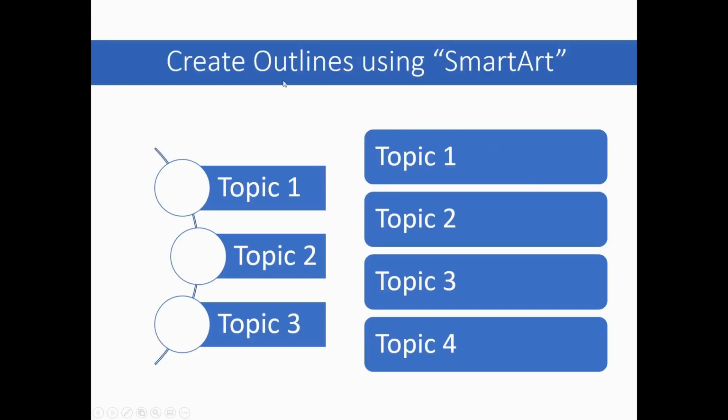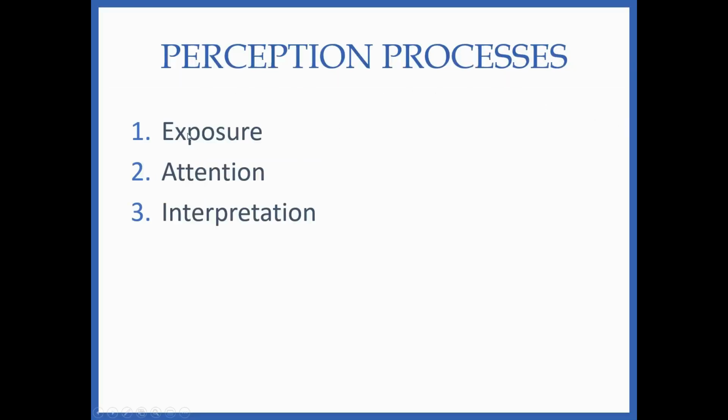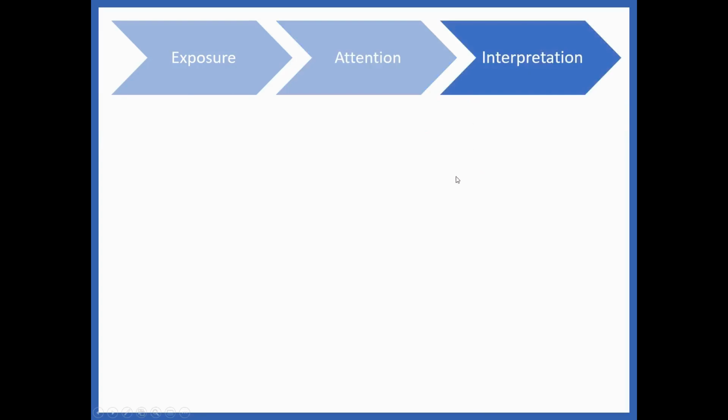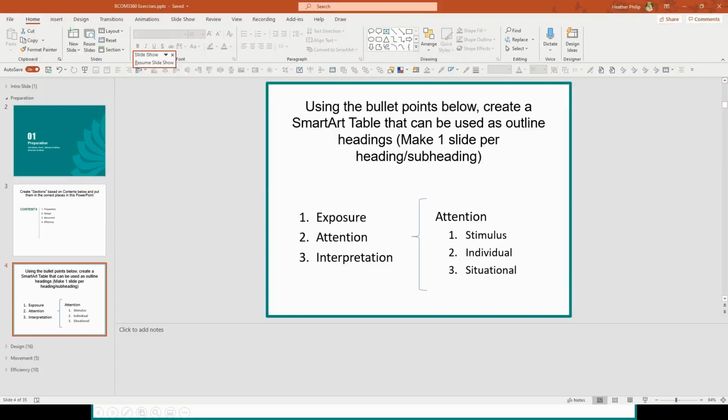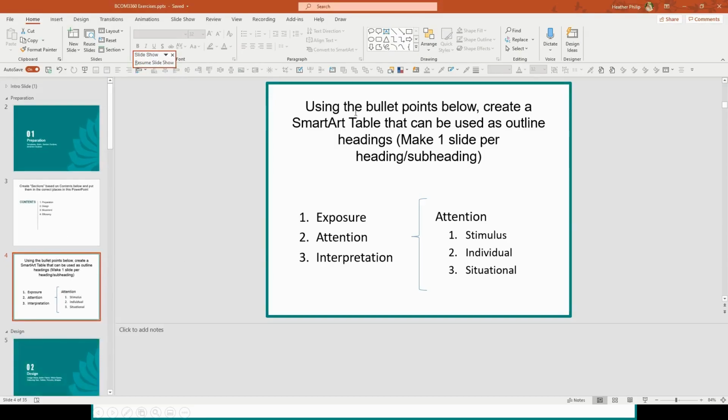The other thing that you can do is create an outline using SmartArt. Okay, and I showed you that with this perception process example. Instead of having the bullet points, you can have the process shown at the top and have this highlighting going on to really distinguish between each step so the audience doesn't get lost. So let's go ahead and practice that. If we open up our slide here, it says using the bullet points below, create a SmartArt table that can be used as an outline, make one slide per heading.